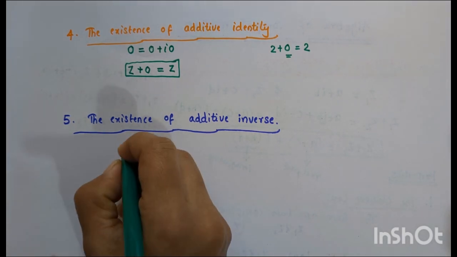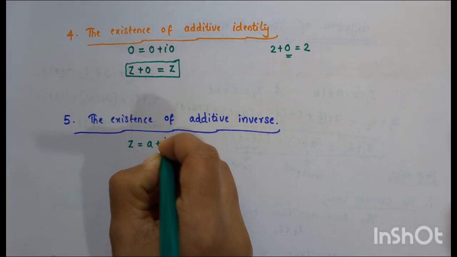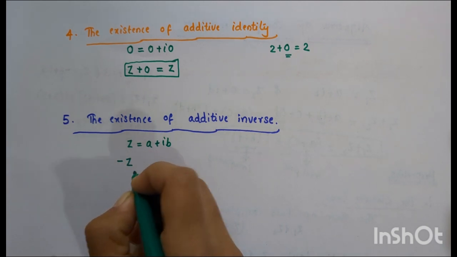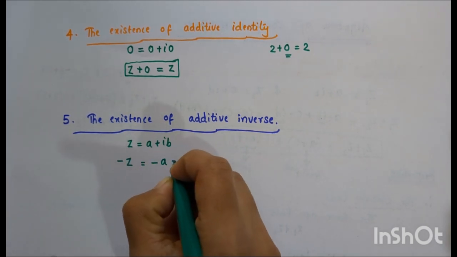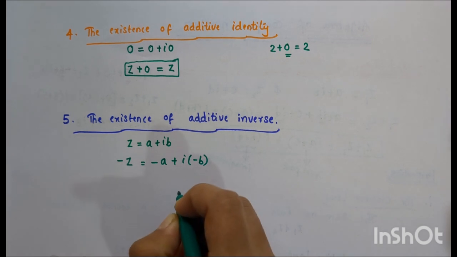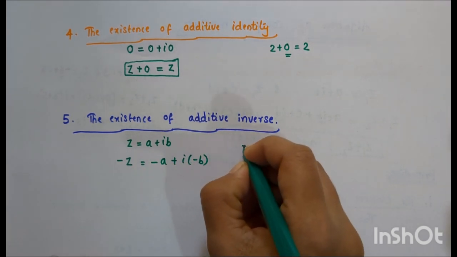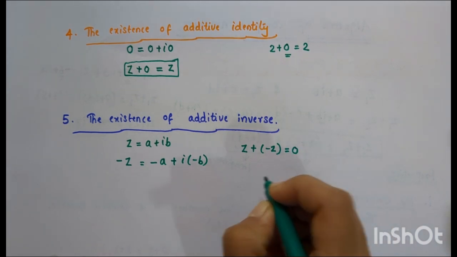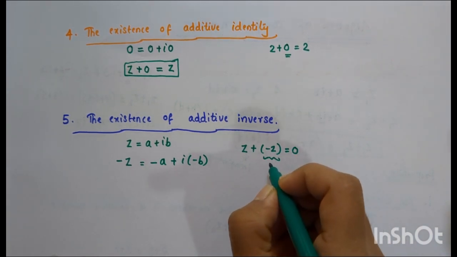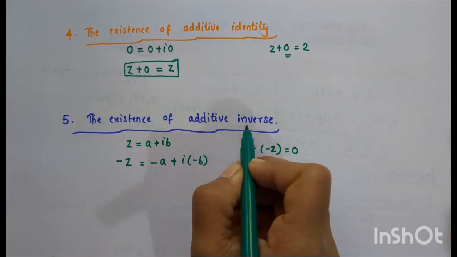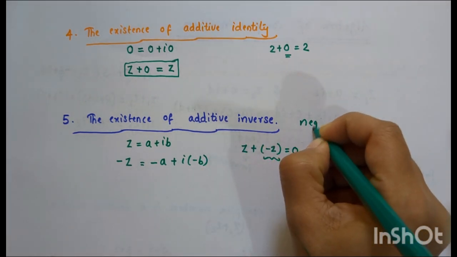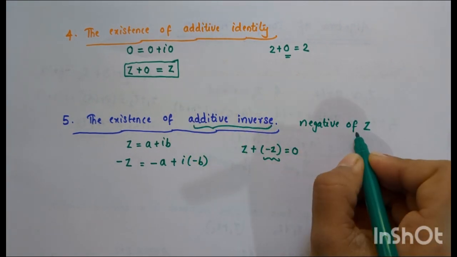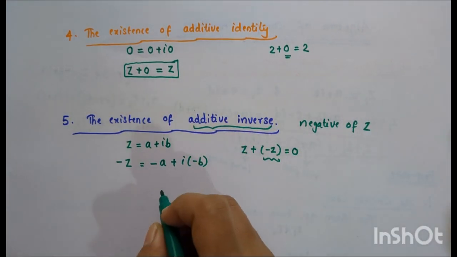Now the fifth property is the existence of additive inverse. That is, to every complex number z is equal to a plus ib, there is a complex number minus z. Minus z is equal to minus a plus i into minus b, such that z plus minus z is equal to 0. Then this minus z is called the additive inverse or negative of the complex number z.